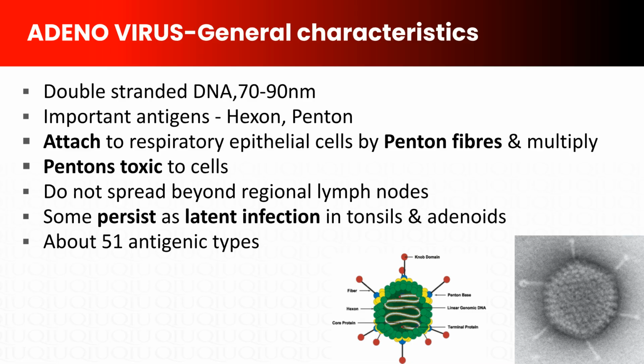An important characteristic is that adenovirus does not spread beyond regional lymph nodes. The infection typically remains localized to the respiratory tract and draining lymph nodes, which explains the predominantly local symptoms. Some adenovirus infections persist as latent infections in tonsils and adenoids. There are about 51 antigenic types of adenovirus, classified based on their hexon and fiber antigens.